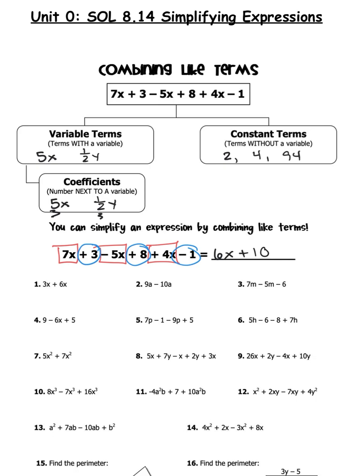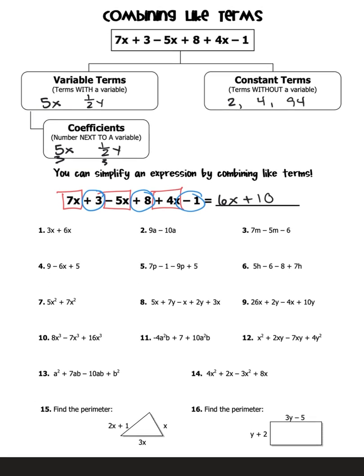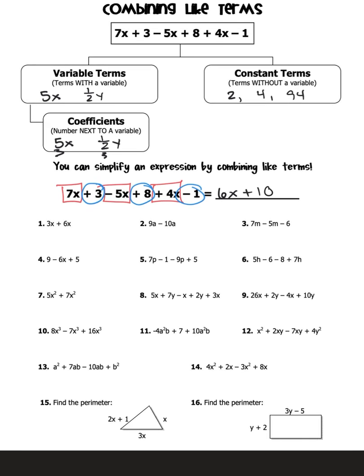I cannot combine 6x and 10 because 6x is a variable term and 10 is a constant. They do not have the same variable. I like to say that they don't have the same last name. So that's another way that you can look at simplifying expressions as well. They do not have the same last name.